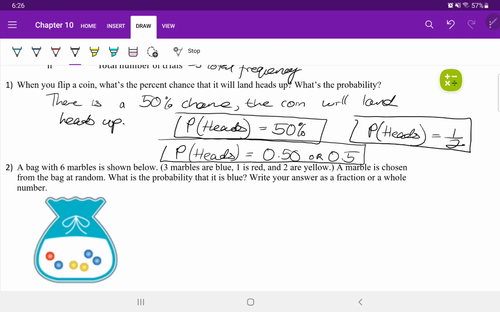Now, I want to find the probability of a blue marble, and I'm going to use the theoretical probability formula. To find the probability of a blue marble, it's going to equal the total number of blue marbles in my bag divided by the total number of marbles in my bag.